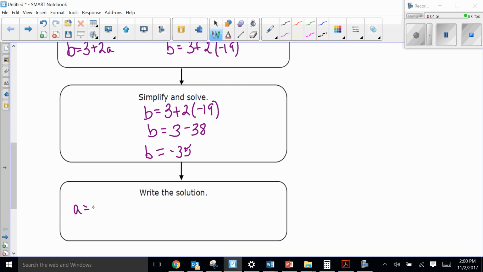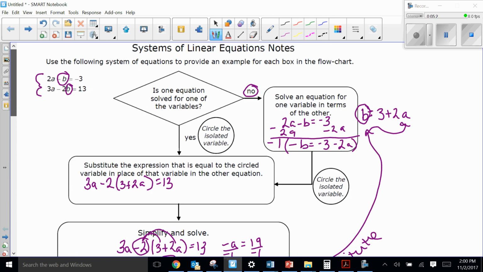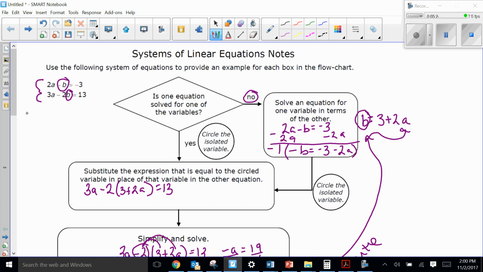So now I know a equals negative 19 and b equals negative 35. I can write this as a coordinate of negative 19 and negative 35. I can also check my solution, and I think that's really important to do. So I could actually use negative 19 and negative 35 back in both of my equations. So in my calculator, I could actually substitute in negative 19 for a and negative 35 for b into both my equations, and it should tell me true in my calculator.